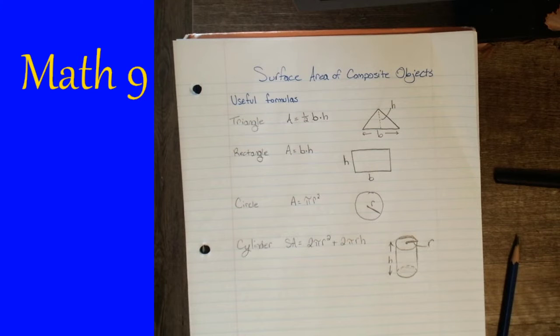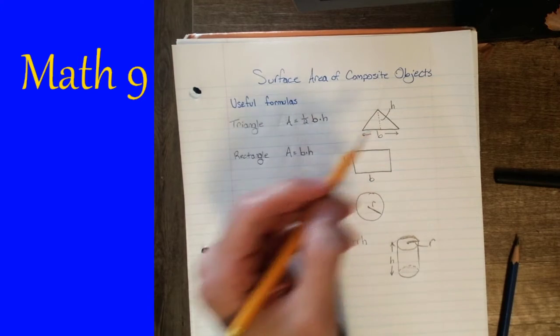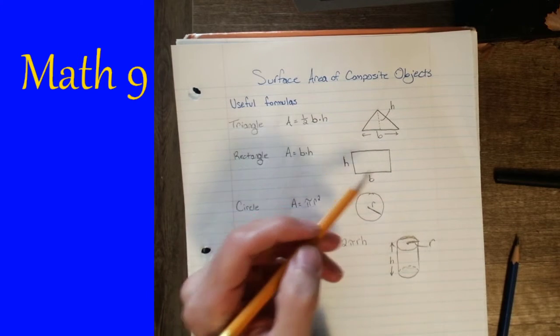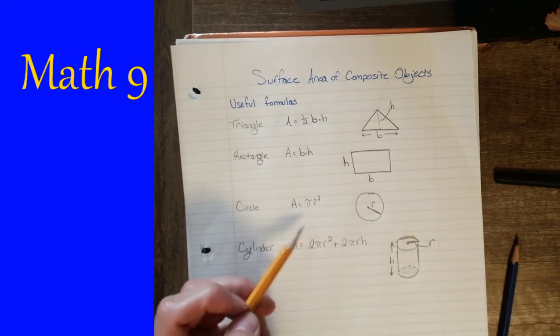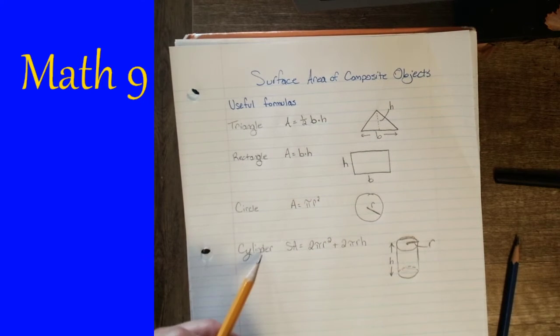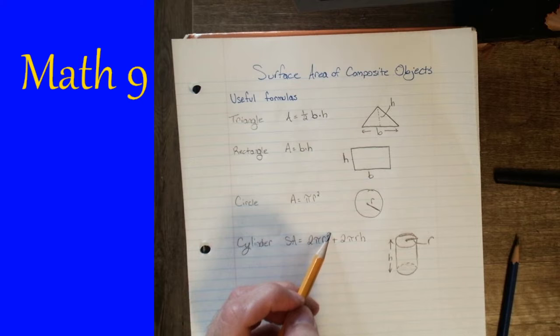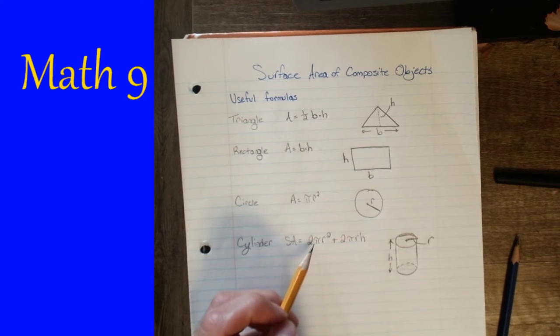So you have the area of a triangle, 1/2 the base times the height. You have the area of a rectangle, the base times the height. You have the area of a circle, which is pi r squared. And then you have the surface area of a cylinder, which is 2 pi r squared. I'll break it down for you.